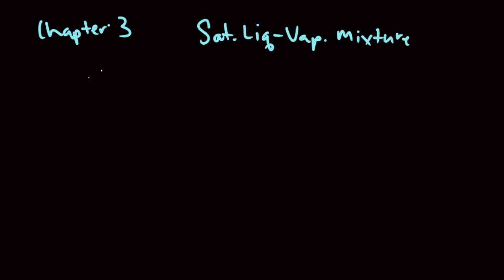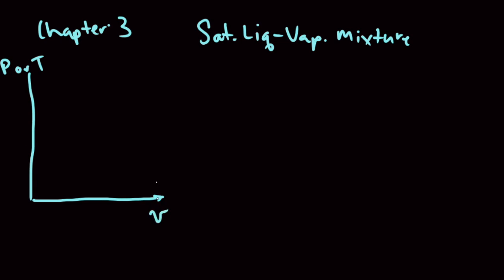Okay, so when we talk about saturated liquid and vapor mixture, if you remember our discussion about the saturation curve, for example, if we had here on the vertical axis P, or this could also be temperature, and on the horizontal, let's just suppose now it's specific volume, so that's meters cubed per kilogram. What we're going to have is a saturation curve, if you remember. It looks something like this.